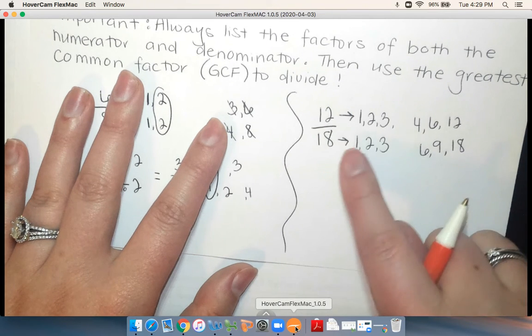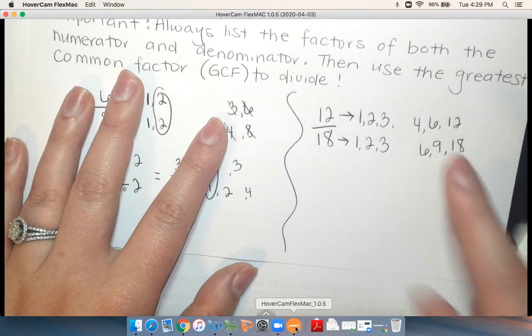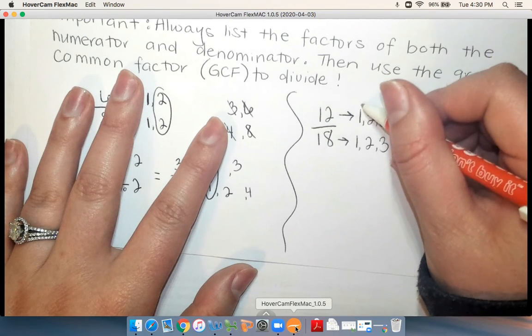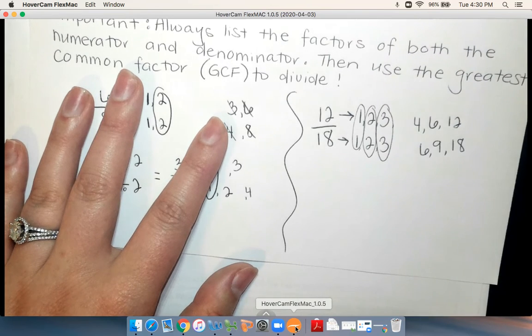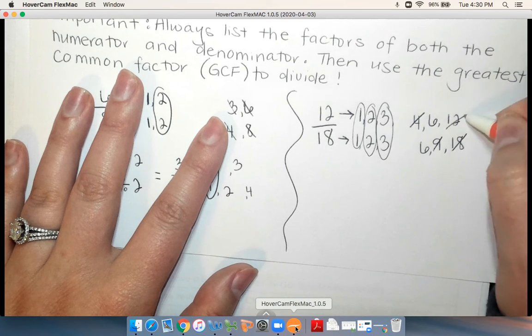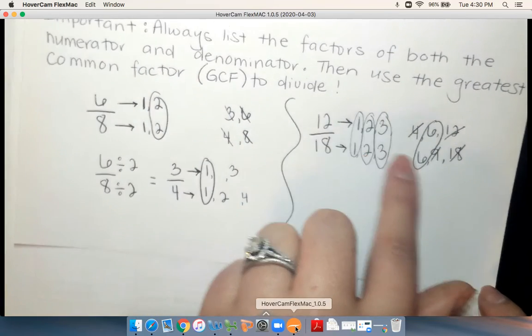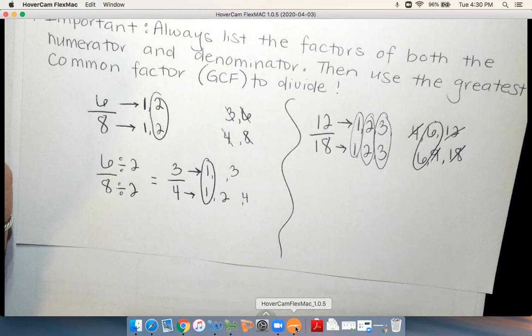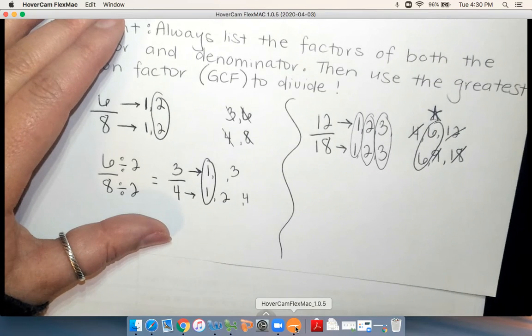Okay, so now I'm going to look at these two sets of numbers and find the common factors. So I see that they have 1 in common, they have 2 in common, they have 3 in common, they don't have a 4, they both don't have a 9, they both don't have an 18, they both don't have a 12, but they both have a 6. So looking at these factors, 1, 2, 3, and 6, I have to pick the greatest common factor to divide both my numerator and my denominator by. And I see that that is 6, the biggest number I have.